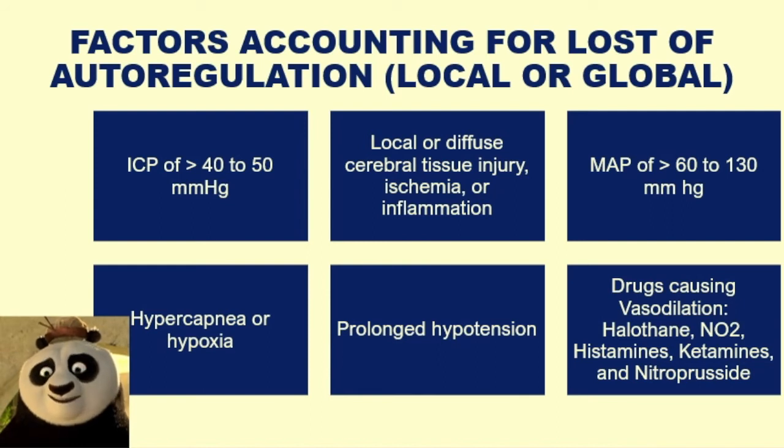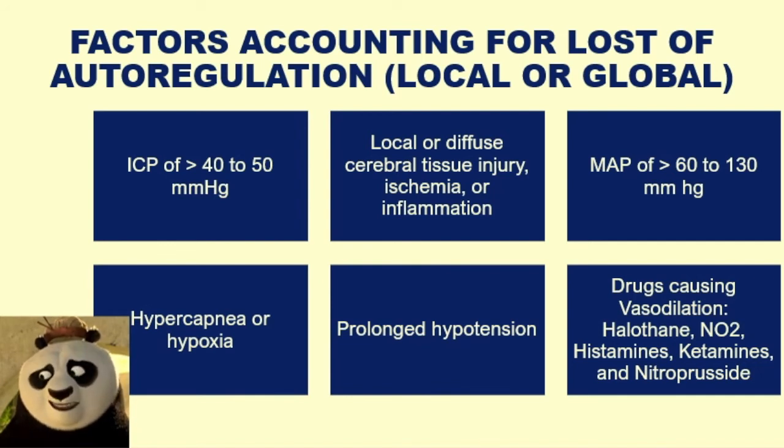such as in a motor vehicular accident, too much high ICP would result in failure of your autoregulatory mechanism. Then, local or diffuse tissue injury, ischemia, or inflammation. When I say local, it is confined in a certain area of the brain. When I say diffuse, it is spread in other areas of the brain. So it could be an injury, it could be ischemia, which is a decrease in oxygen, and even inflammation itself. This could result in a defect in autoregulation.